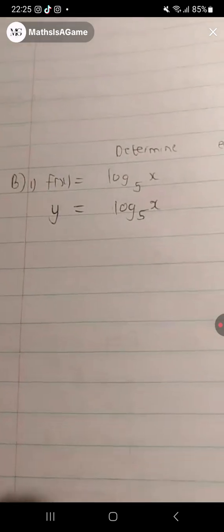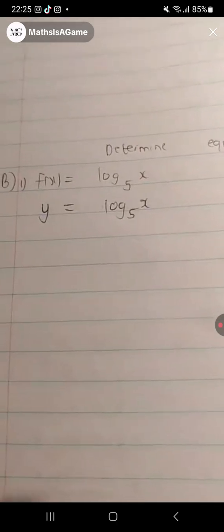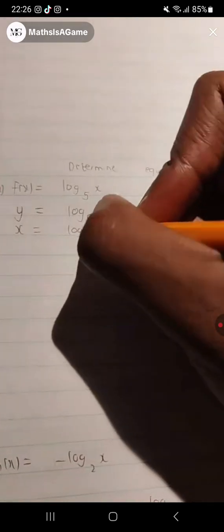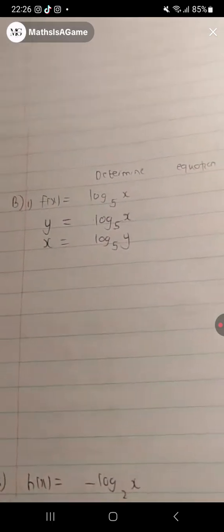Then after that, we do what, guys? Swap. X is equal to log y base 5. Next step, make y the subject.